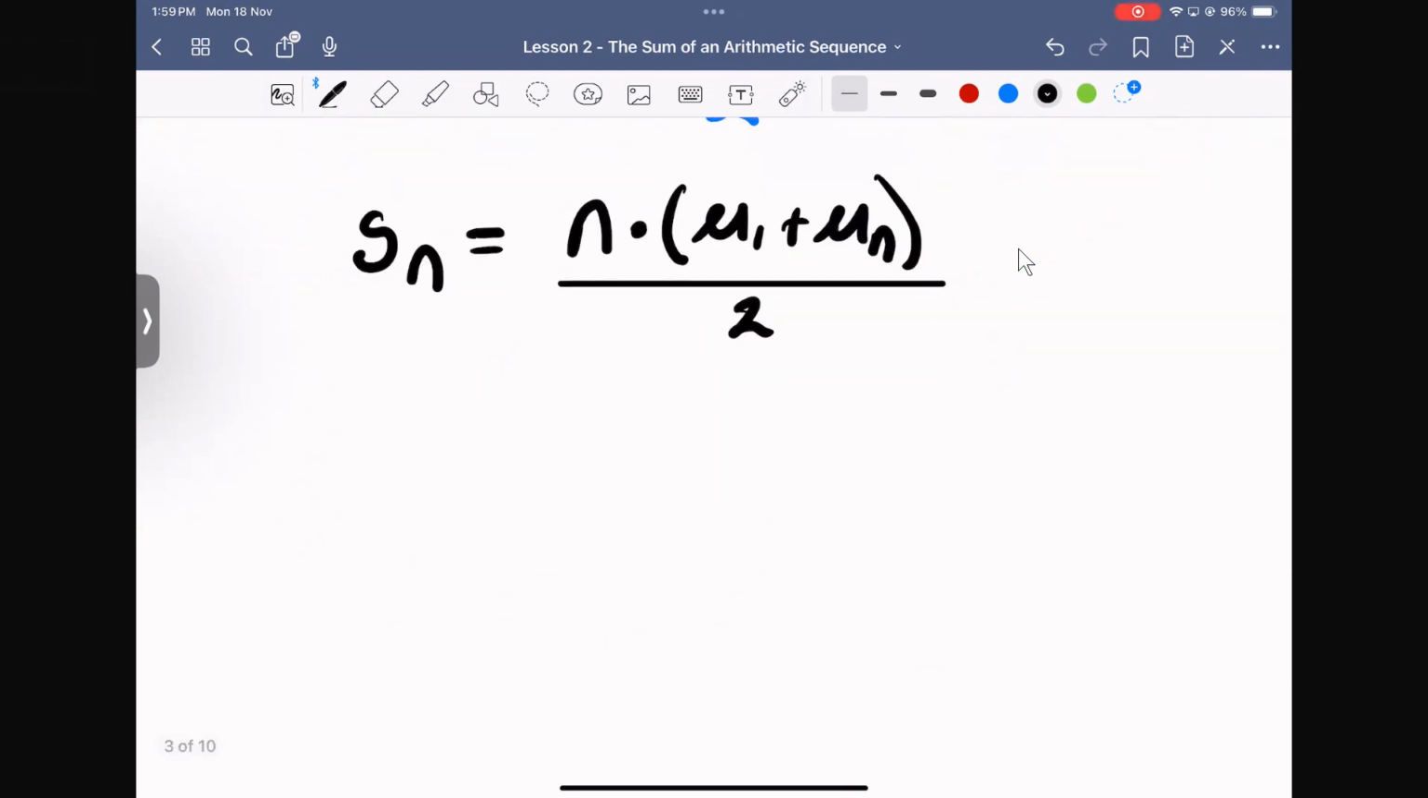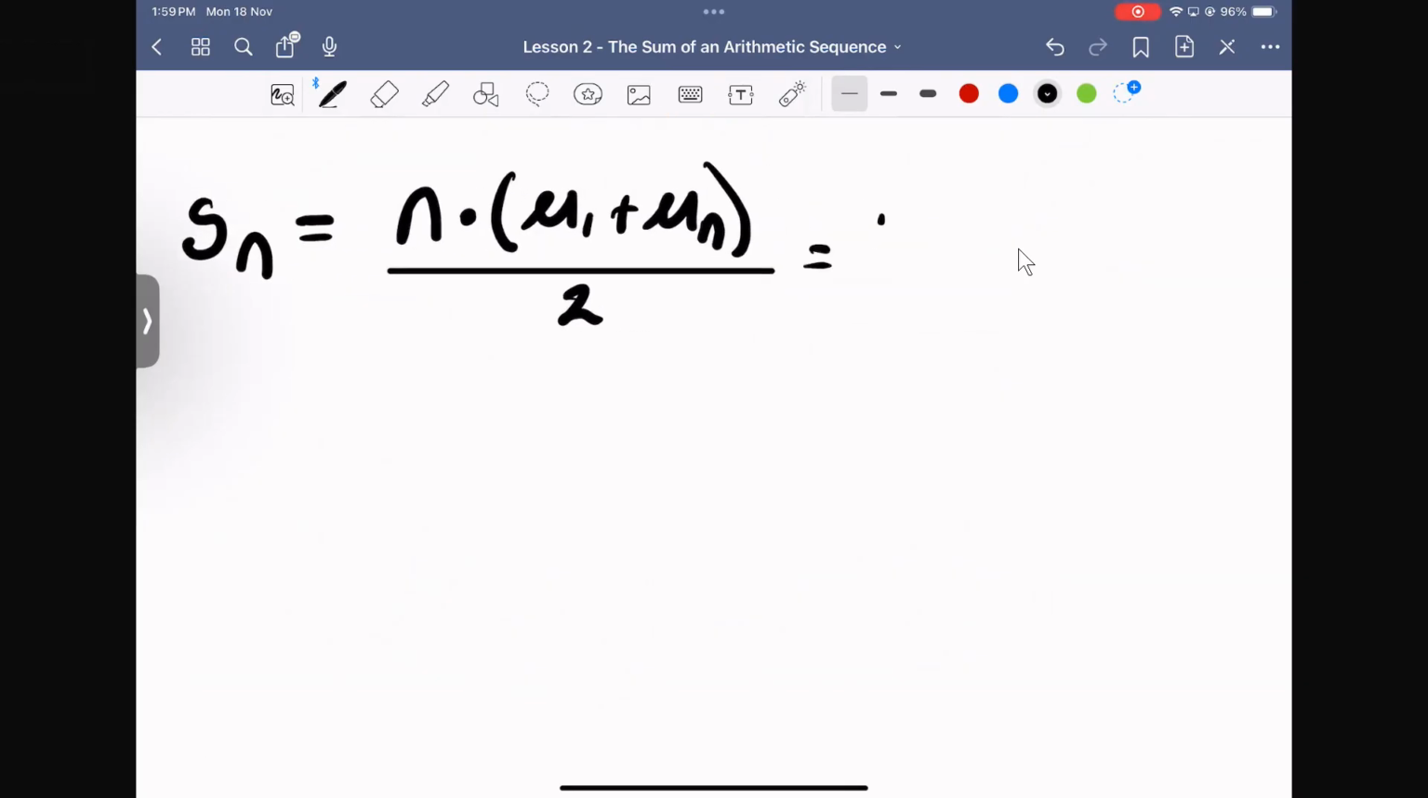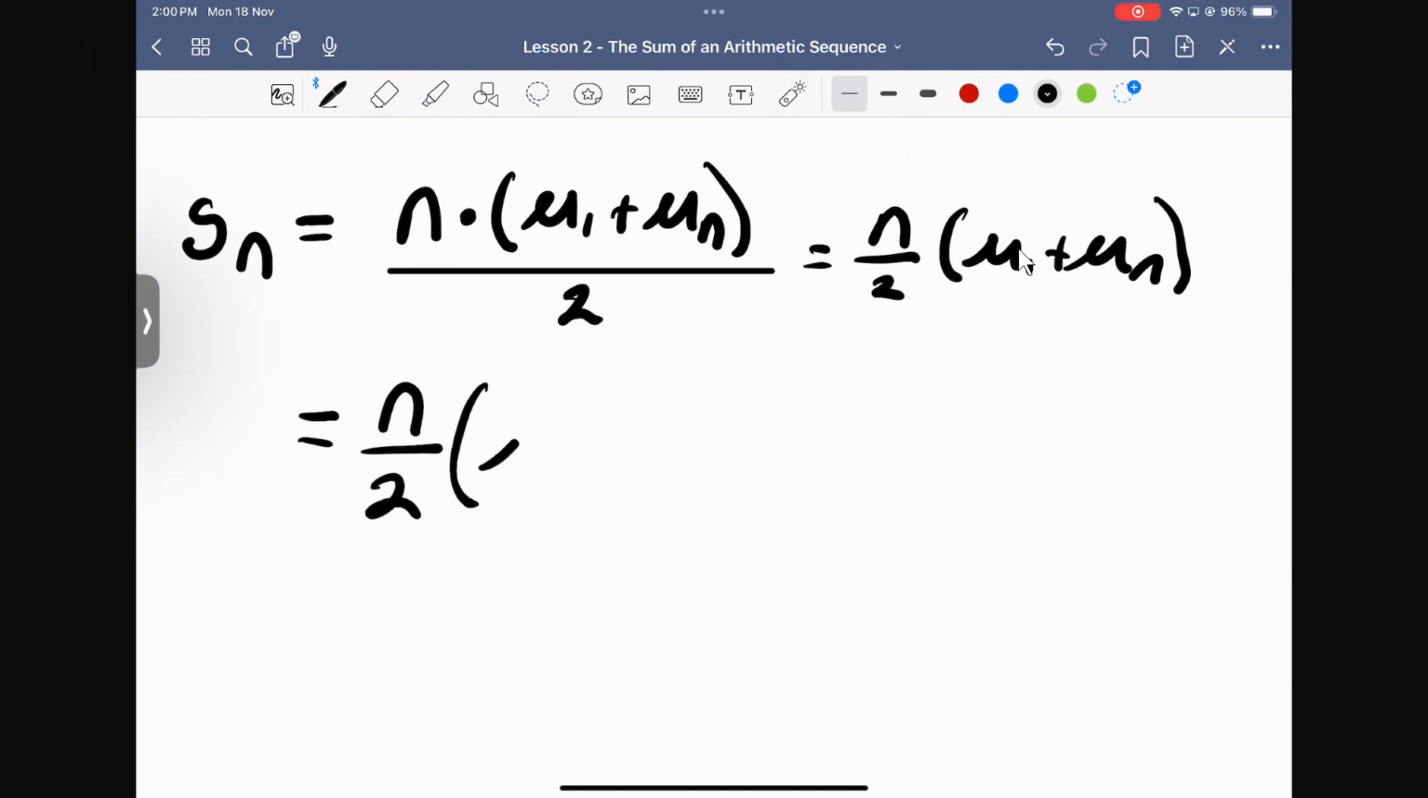If we wish to find the sum of n terms, we have n times, or you can rewrite this sometimes as n over 2 times U1 plus Un, where U1 is the first term and Un is the last term. Let's say we don't know what the last term is. How can we find it? Well, we can take this formula, n over 2, U1, and instead of Un, we can put in the formula for Un. What is the formula for the nth term in a sequence?